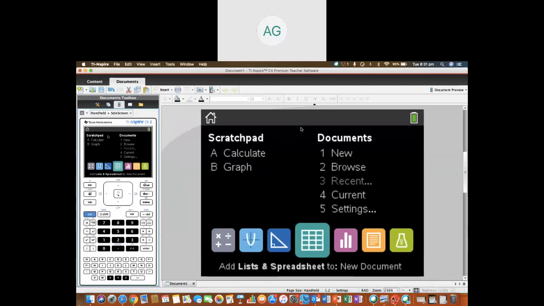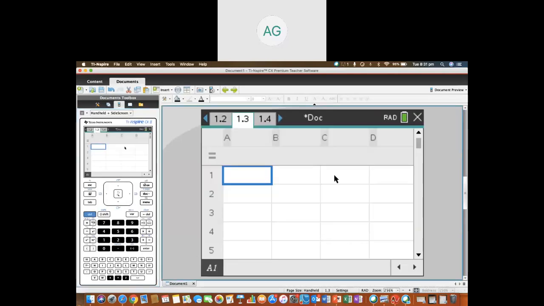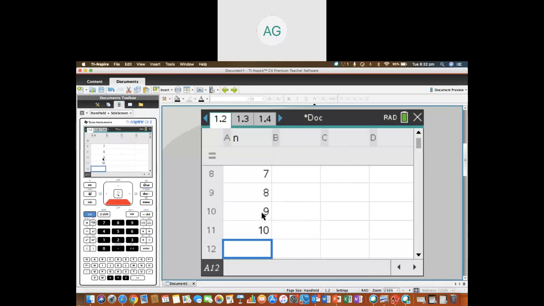Okay, so what to do? You need to go to the list and spreadsheet page. Okay, so just focus on this CAS here. So what you need to do, you need to enter your years because it's over 10 years. So n is your number of years, as you know. So you just type in on this page from 0 up till 10, like that.